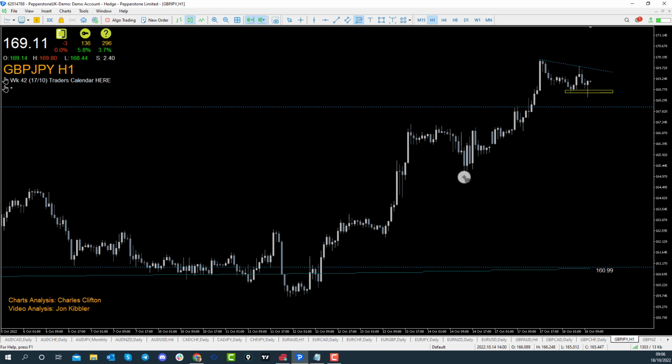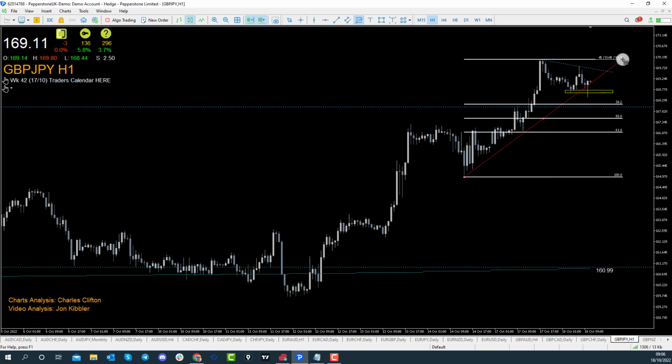If I was just to bring a fib in, go from the swing low to the swing high, we can see here that the 168 handle actually has confluence with the 38.2 Fibonacci retracement as well. So that could be an area where buyers want to step back into the market.